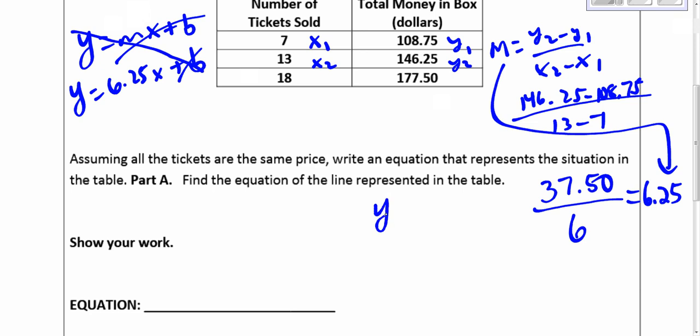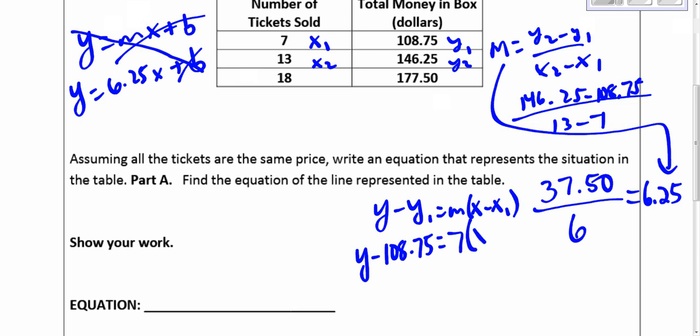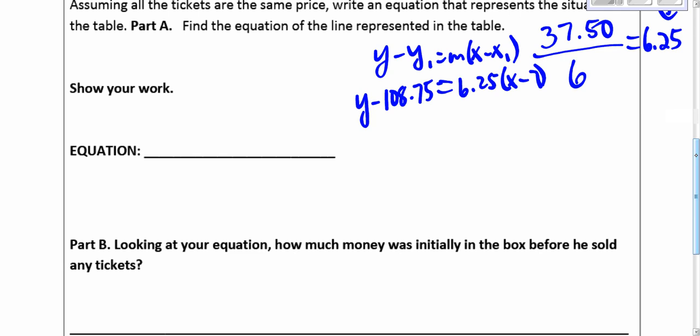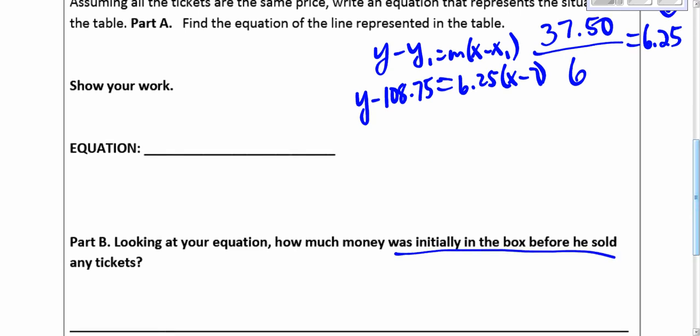So I need to use y minus y1 equals m parentheses x minus x1. Point-slope. So I'll just use the first point since it's the smallest. Y minus 108.75 equals, I'm sorry, that's 7, that's where the slope goes. I'm acting like you guys. Equals 6.25 parentheses x minus 7. So technically, that could be my equation, and I could stop right there. But since you're going to have to find out what he initially put in the box anyway, I'm going to rewrite this in slope-intercept form.